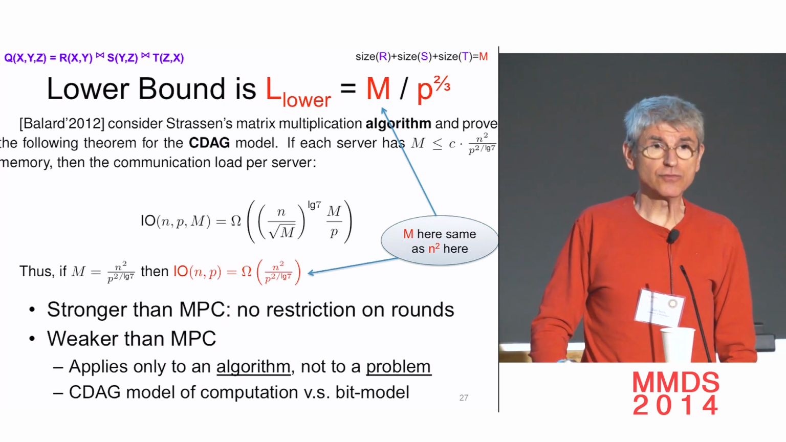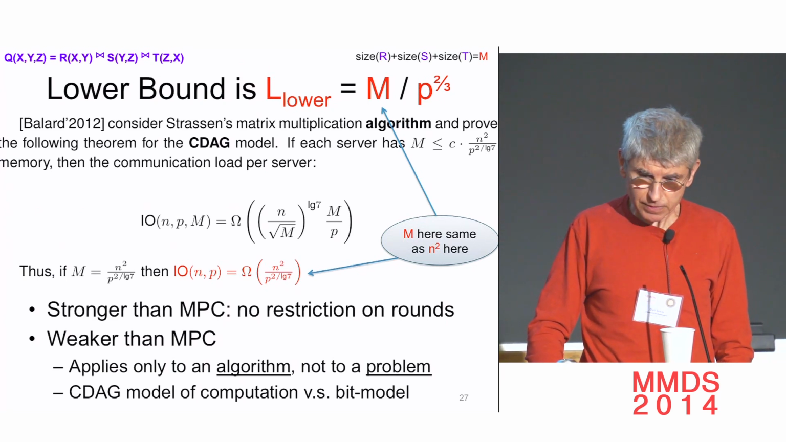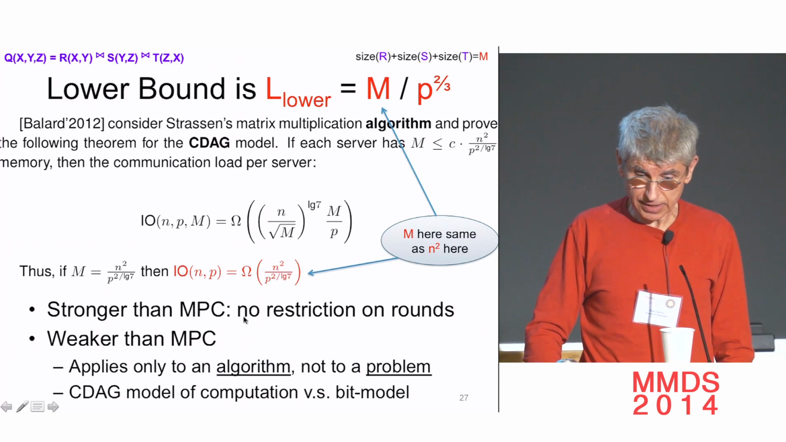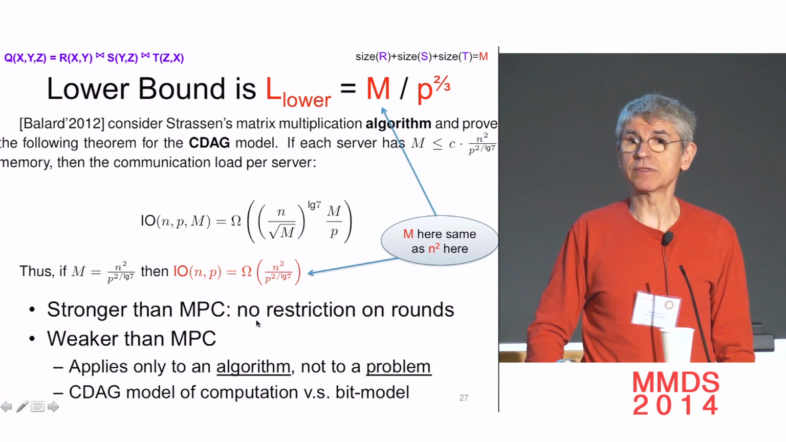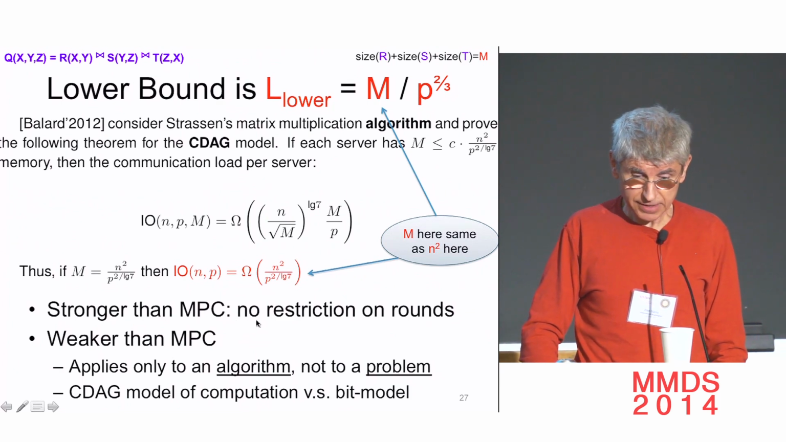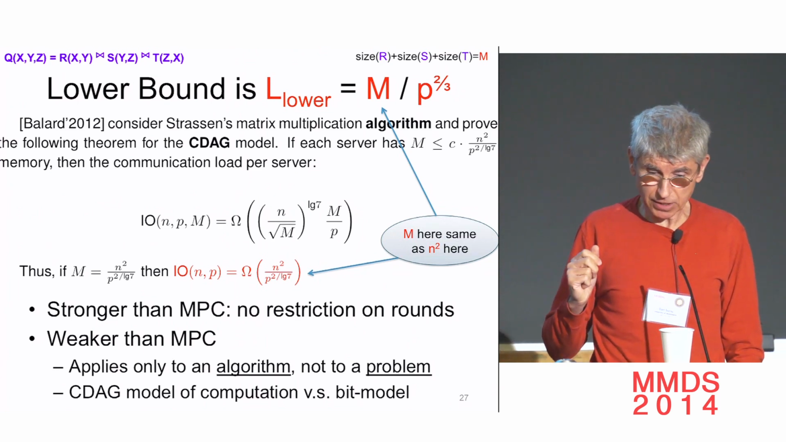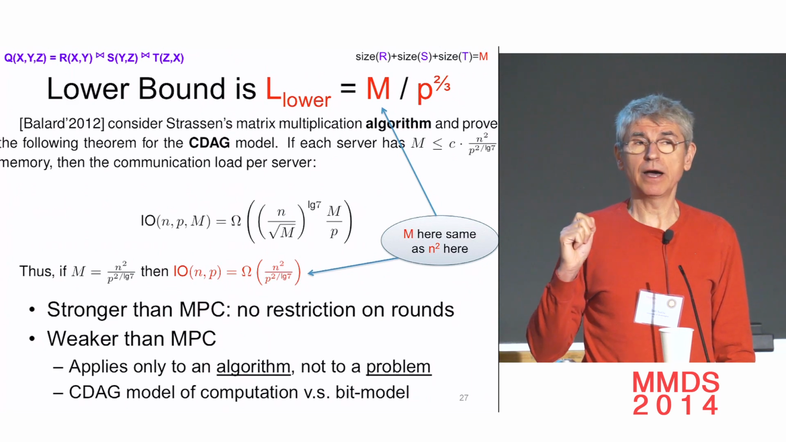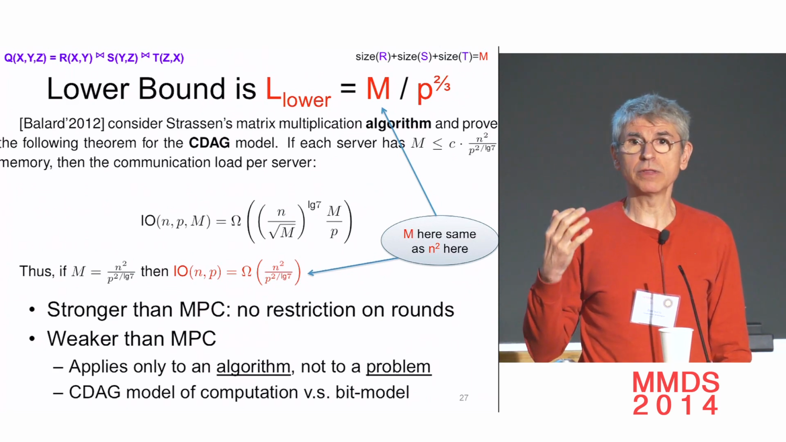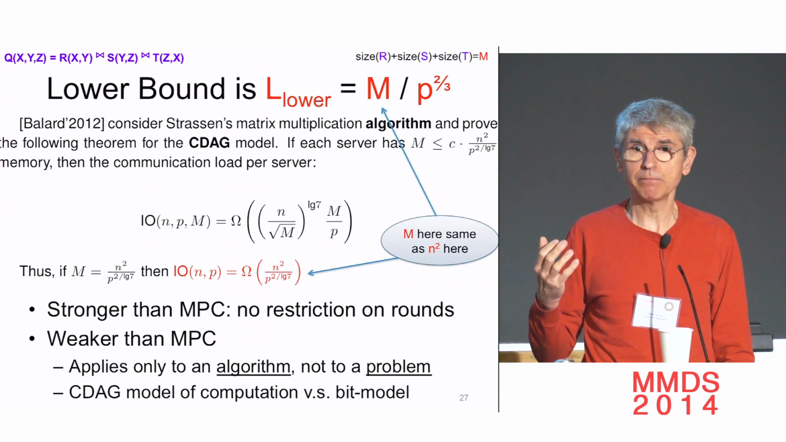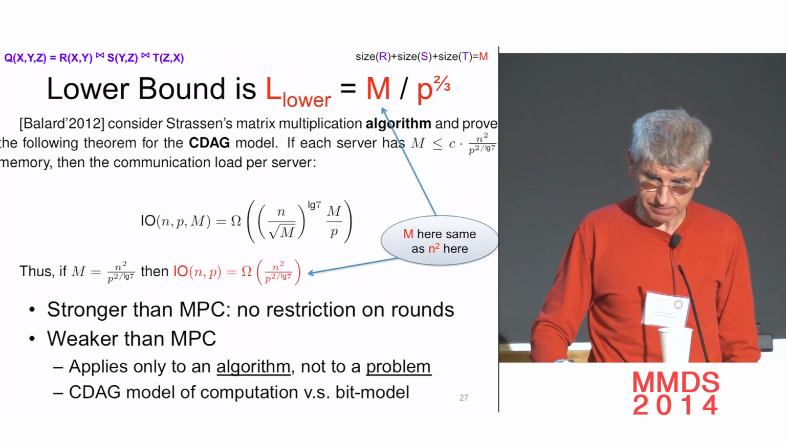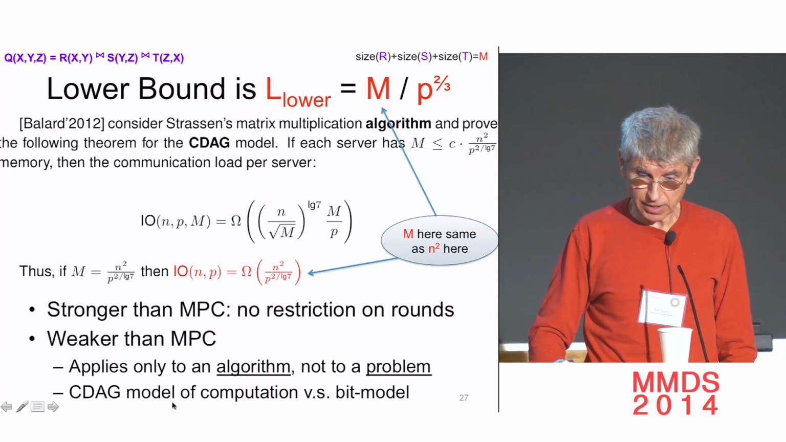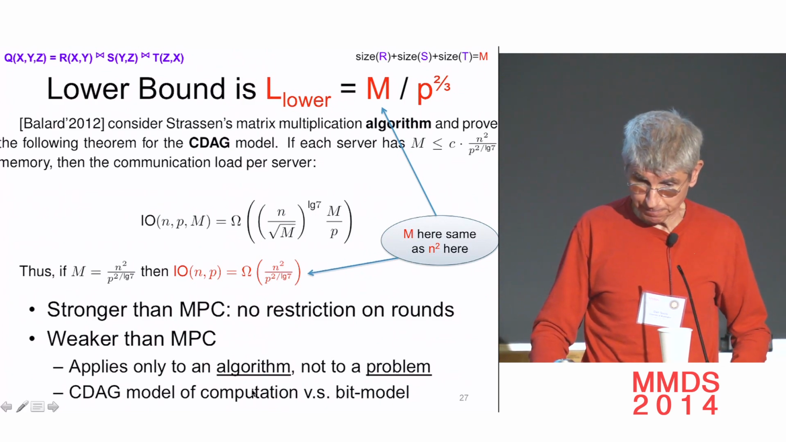This is very similar to our result in spirit, but there are two differences. On one hand, their result is stronger because there is no restriction on rounds. On the other hand, their result is weaker because it applies to a specific algorithm. It doesn't give a bound on the matrix multiplication problem, but on Strassen's algorithm for matrix multiplication. It's also restricted to the CDAG model as opposed to the more powerful bit model.